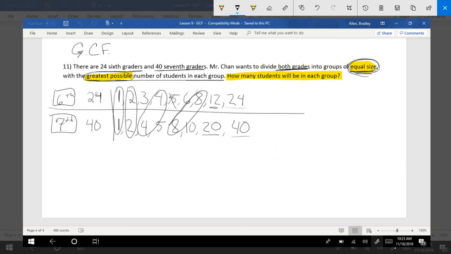So if I'm trying to make groups of equal size with the greatest possible number of students in each group, then I would say 8 students, right? 8 students in each group. Okay, because that's what the question was. How many students will be in each group? 8 students. So this question I've actually answered pretty early.